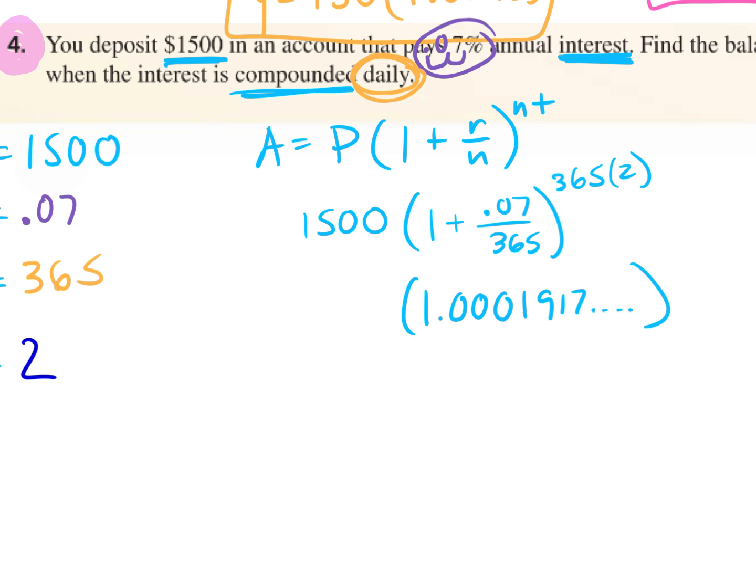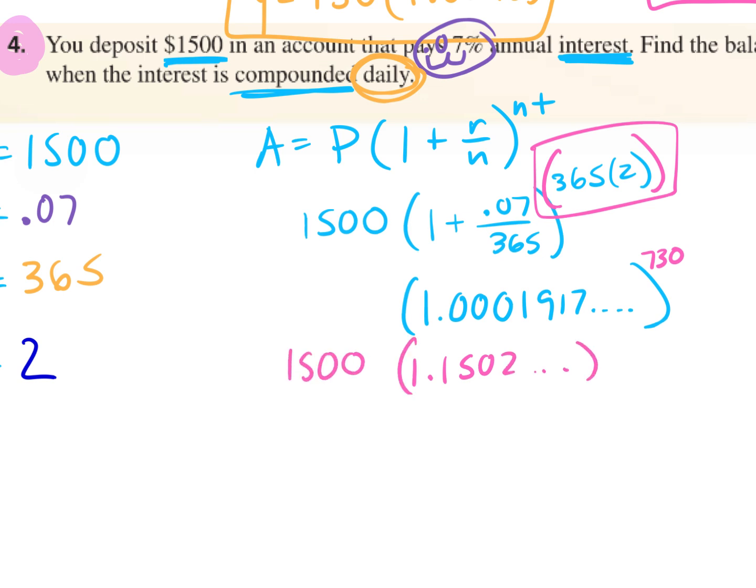Now we're going to raise it to the power of 365 times 2. So if you keep this in your calculator and you do to the power of 365 times 2, make sure you put this in parentheses. You got to put it in parentheses or multiply it first, so then you're just raising it to the power of 730. If you don't put it in parentheses, it may think that you're raising it to the power of 365 and then multiplying that whole answer by 2. So we should get, when you do that, 1.1502. Just keep it in your calculator when you multiply the 1,500.